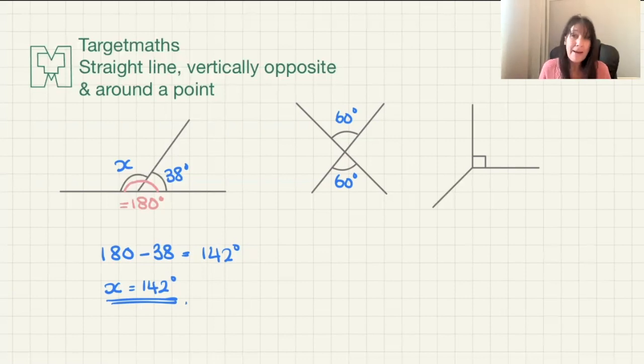But of course, because we've got straight lines crossing, we've also got straight line rules. So if I wanted to make it a little bit more complicated, then I could add this one on. This is a straight line with this line here. And we know that straight lines add up to 180, which means I can find that missing angle as well. It has to be 120.